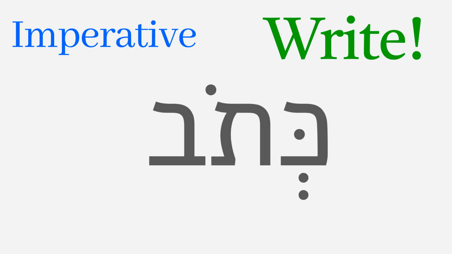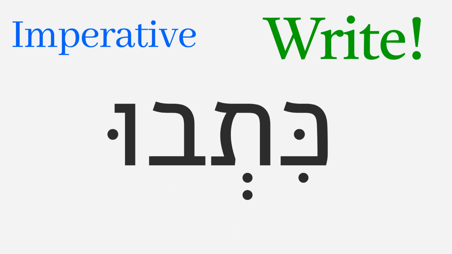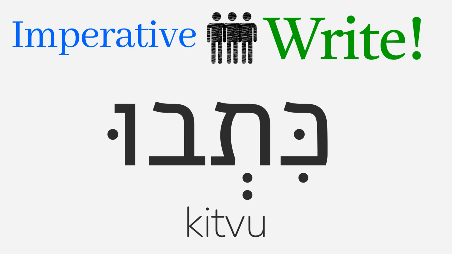The other 2 forms of the imperative, the feminine singular and masculine plural, can be made from the masculine singular form by changing the 2 vowels to a hirik and shva. Then adding an e ending, we make kit'vi, which is how you order a woman write. And adding an u ending, we make kit'vu, which is how you order a group of men, or a mixed group, write. In modern Hebrew, it is also very common to use the masculine plural form of the imperative kit'vu to order a group of women write.